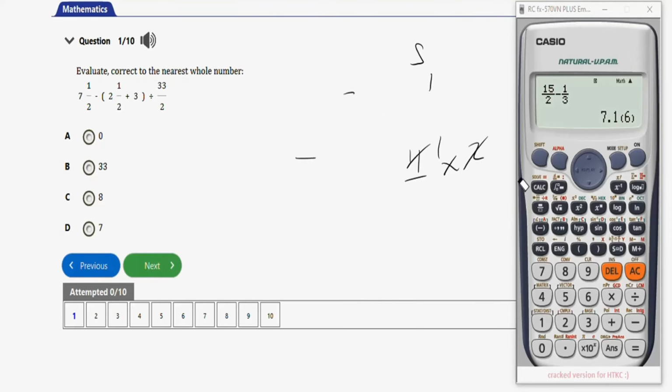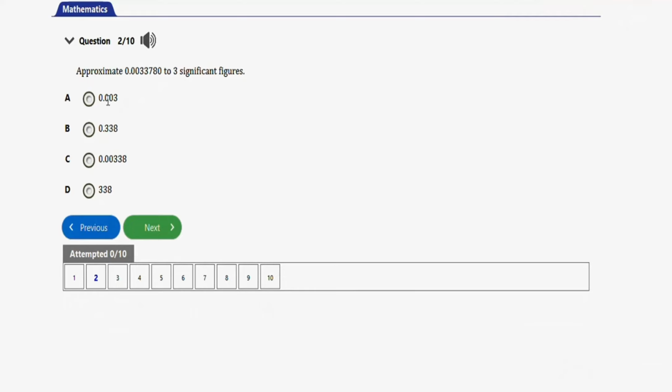Okay, very interesting. So we're making progress. Question 2 says approximate this to 3 significant figures. So let's write this down. We have 0.0033780. Significant figures start from non-zero numbers. So this is a non-zero number. We are asked for 3 significant figures. So the first significant figure, this is the second one, this is the third one.